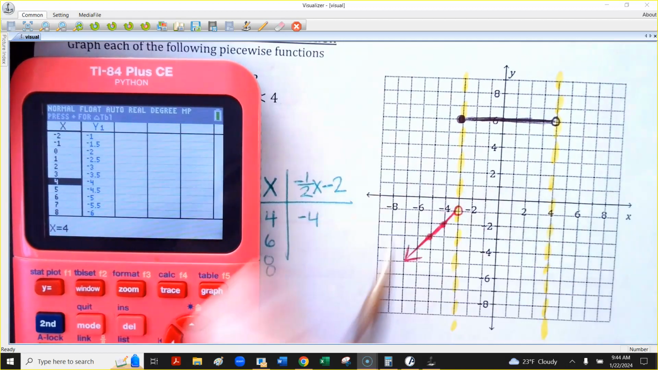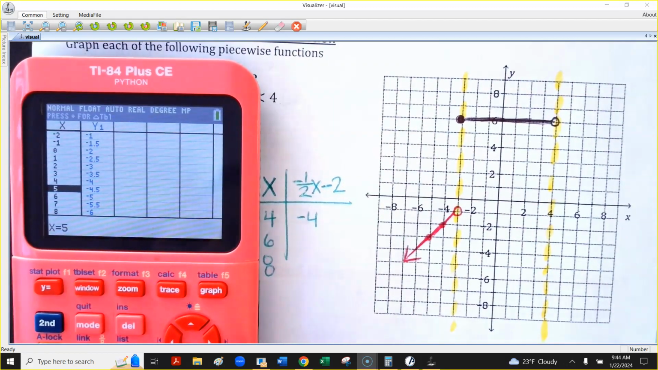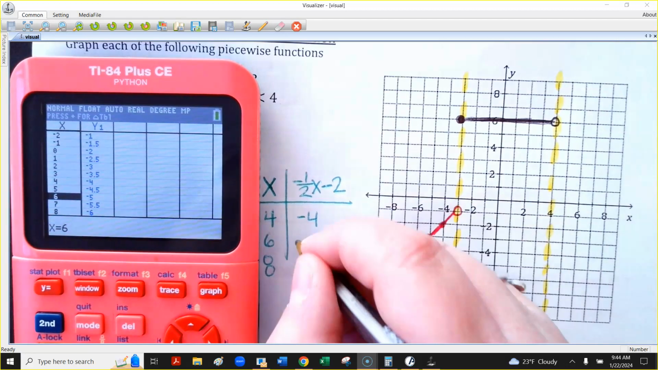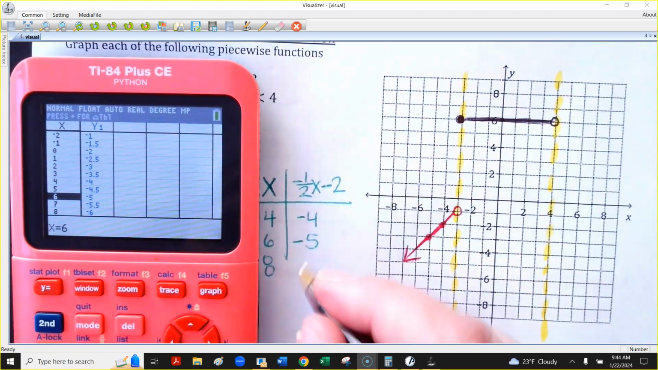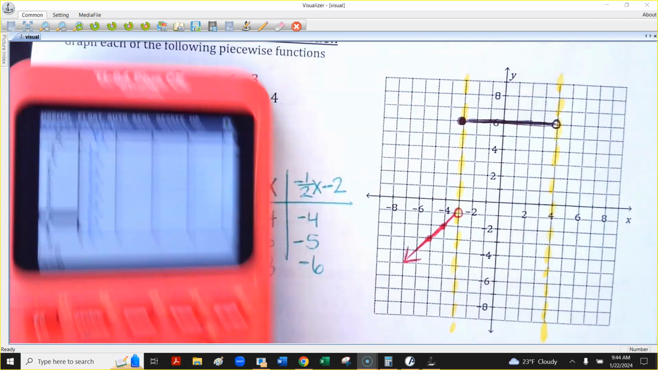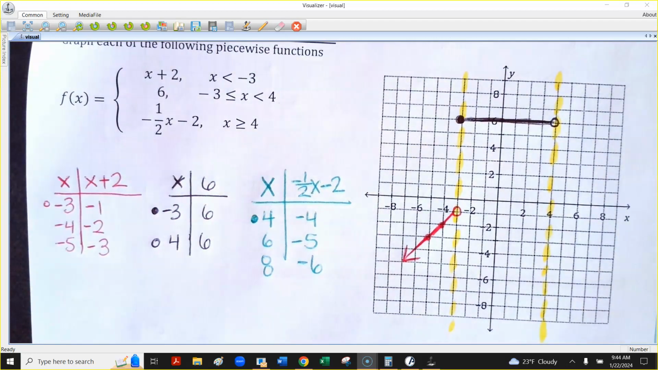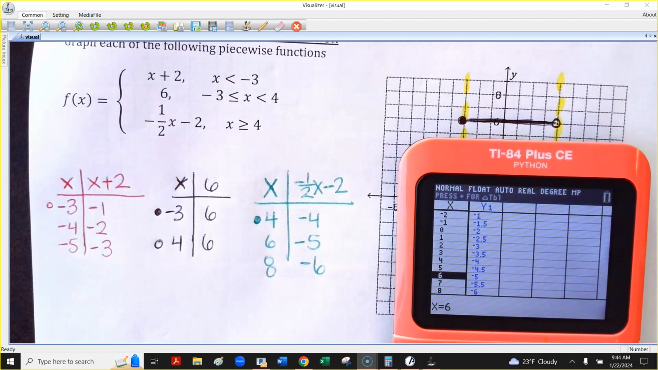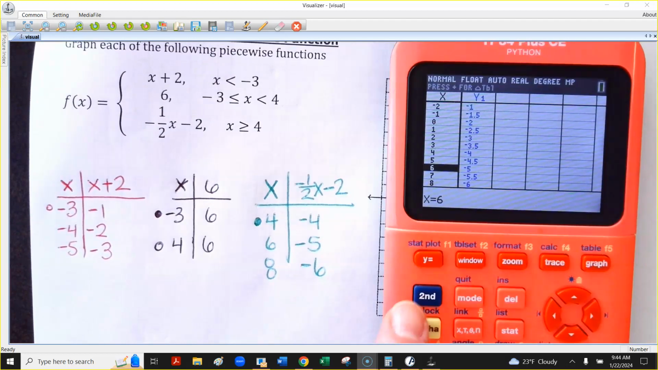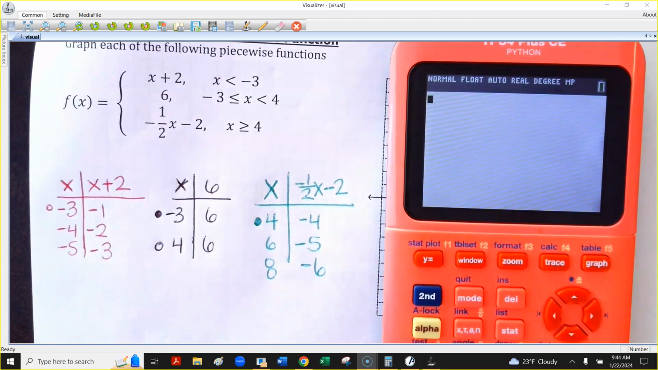And you guys can see if we plugged in an odd number, we'd have a 0.5 on that table. At 6, you're at -5. At 8, you're at -6. So you can use that if you want to. To get out of that screen, just hit second, and the button right next to it says quit. If you hit second, quit, that'll just take you back to the main screen.